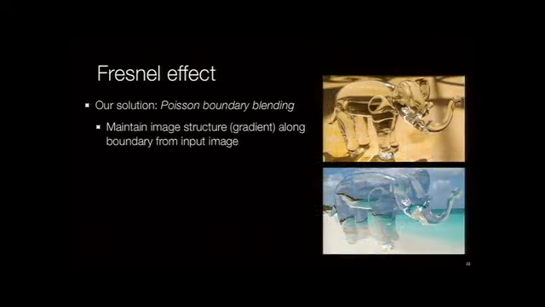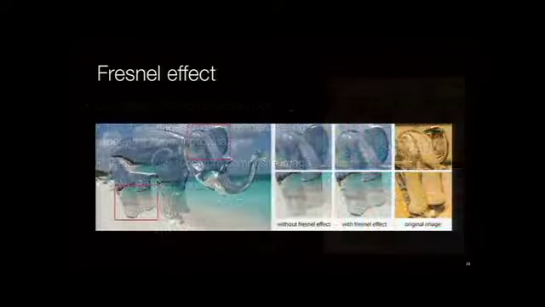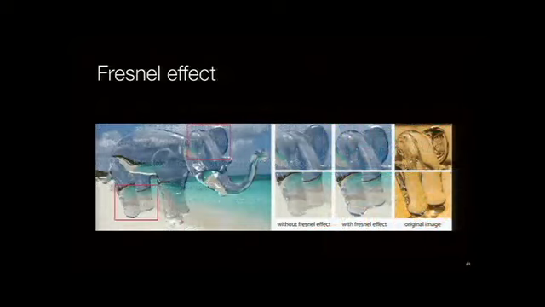Without any 3D model, we propose to solve it based on the image information, and we term our method Poisson boundary blending. The idea is very simple. We try to maintain the image structure along the boundary from the input image, and then we transfer the color tone from the composite image. It's done by solving the Poisson equation with the boundary condition from the composite image. So the object in the composite image maintains the image structure from the input, while it has the color tone from the new background. The result looks much nicer with the boundary Fresnel effect.